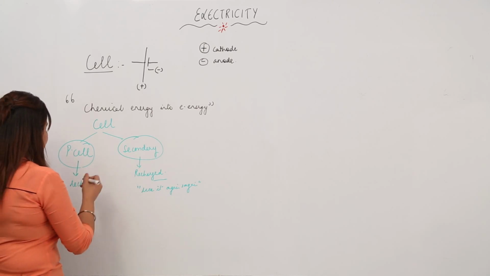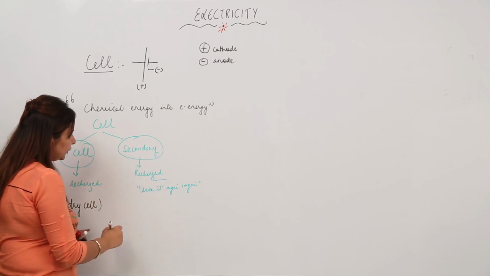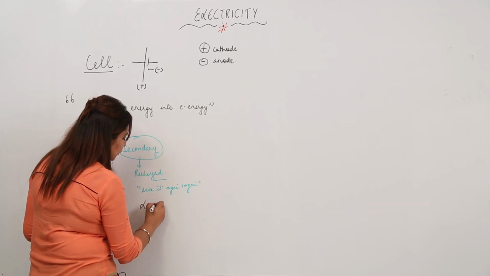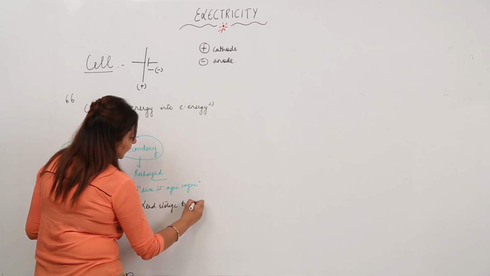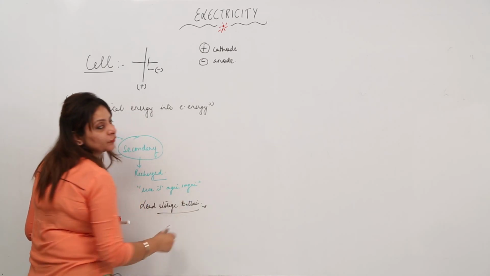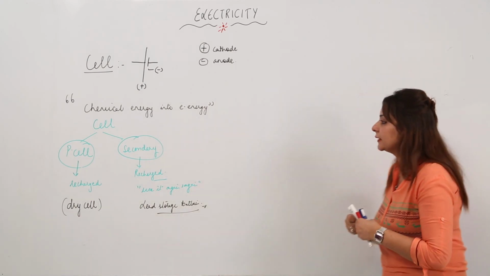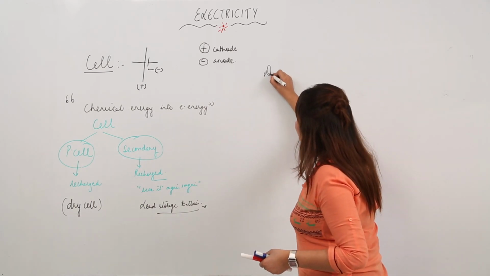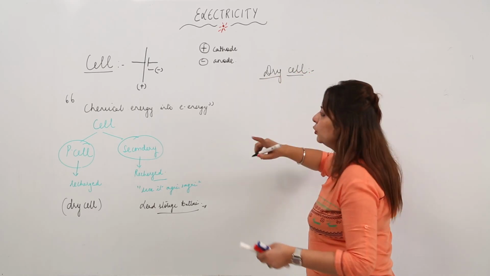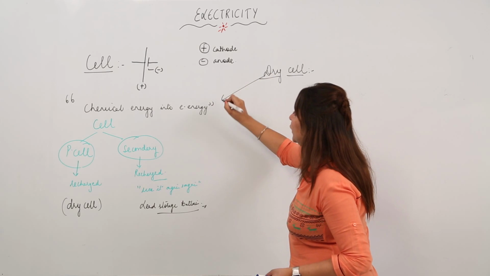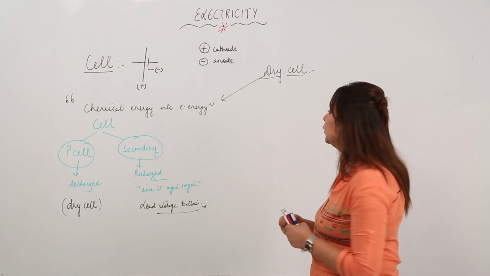The common primary cell we are going to study here is the dry cell. Otherwise, an example of a secondary cell is the lead storage battery, etc., which is used in cars and all. They can be recharged actually. So what is the dry cell? This is a very important topic which we are going to discuss here. See, again, when we are starting with the dry cell, you should know that it is a cell which can convert chemical energy into electric energy. So now we are going to look at how it looks.